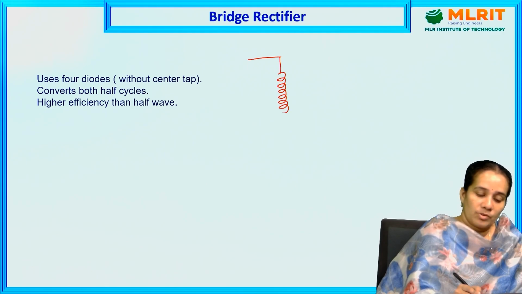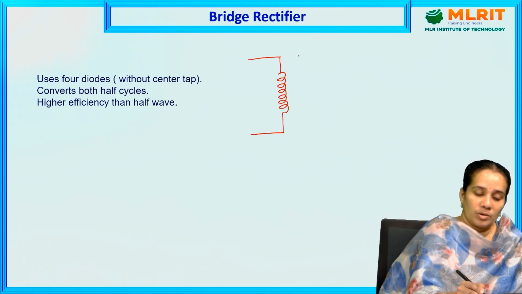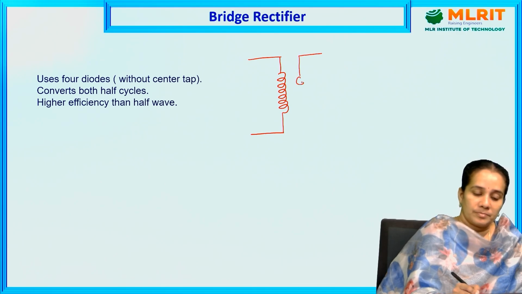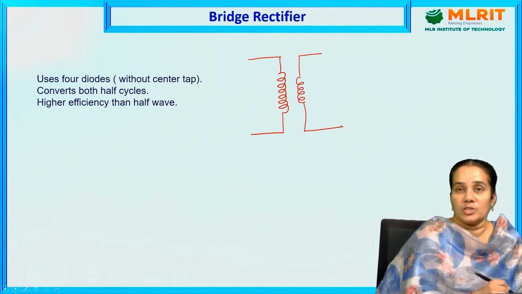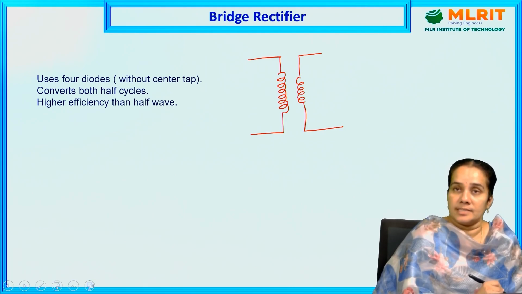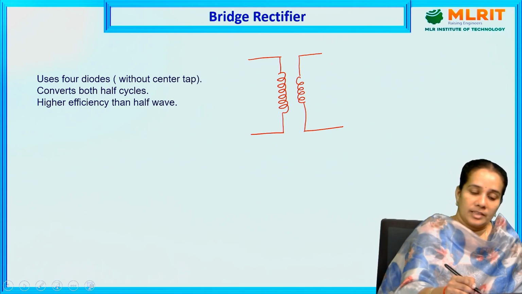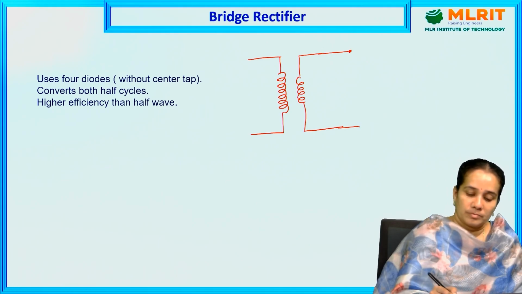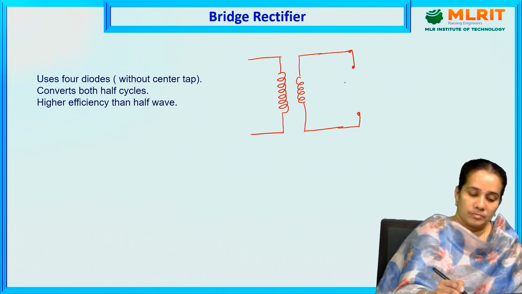What is the transformer we are using? Step down transformer. What is meant by step down transformer? The number of windings in the secondary winding is less than in the primary winding. And in the bridge rectifier we are using the 4 diodes.